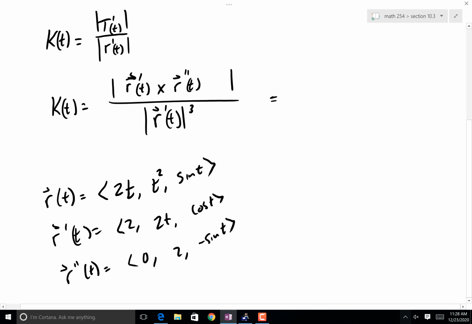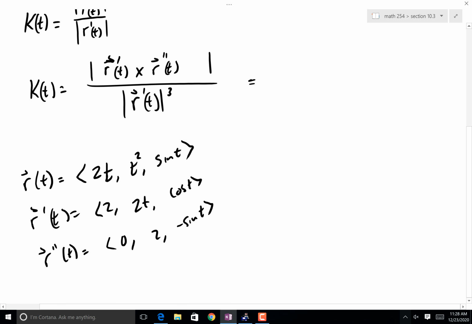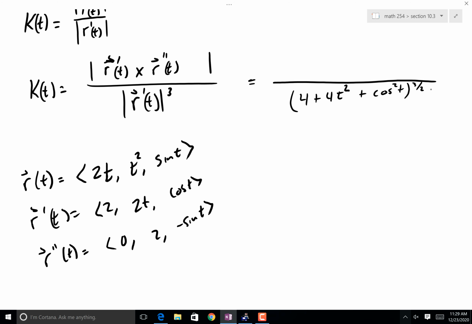Beautiful. Now, it's at this juncture you're like, well, all right. The denominator seems pretty straightforward. I feel like it's just simply the 4 plus 4t squared plus cosine squared of t, to the 3/2 power. Remember, just cubed. But you're like, but Jay, remember the magnitude simply means you take the square root of this thing here. So it's a squared plus b squared plus c squared, square rooted. But the square root is to the 1/2 power. So there you go. On the top, it's the magnitude of that cross product.